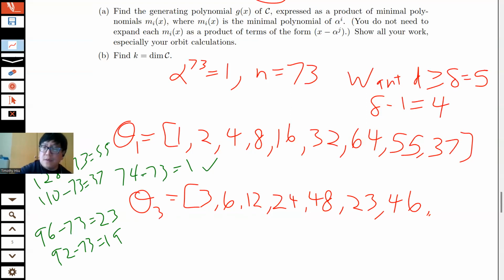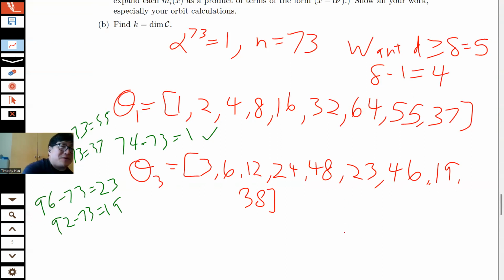19, 38, here we go, and then that's going to do it. And that's the ninth thing in the orbit, which is comforting. But just to be on the safe side, 38 doubles to 76, minus 73 is 3. And we're back to the beginning. Okay, great.